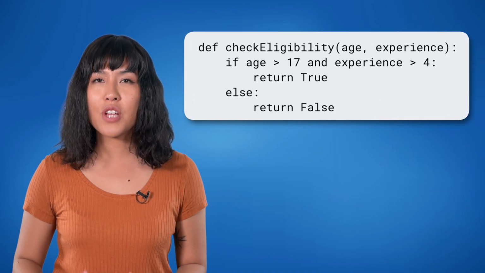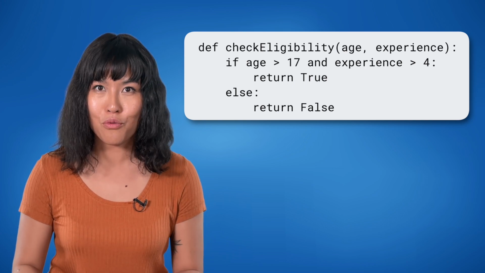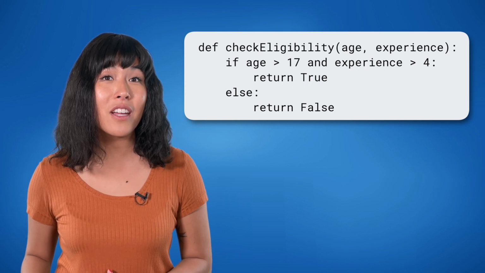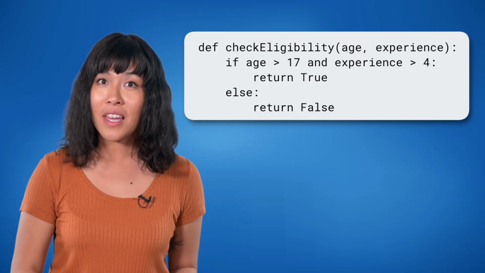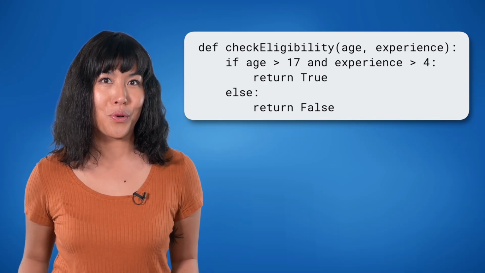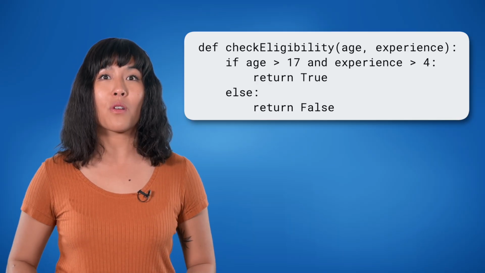Here's the answer. We define our function named checkEligibility, which accepts age and experience as parameters. We then check if age is greater than 17 and experience is greater than 4. If so, we return true. Otherwise, we use an else statement to return false.